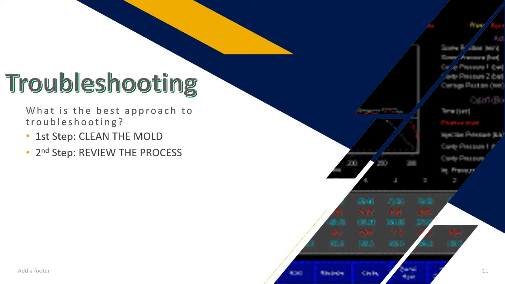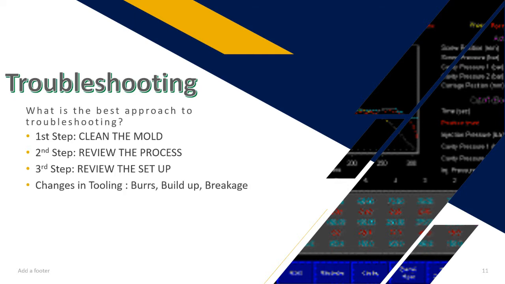Then you're going to review the process because, like we said, the process has been validated, so we need to figure out what changed. Third step, we're going to review the setup itself. Has something changed in regards to how they set the mold, how they set up components? Then we're also going to look for changes in tooling, such as burrs, buildup, or some broken components.